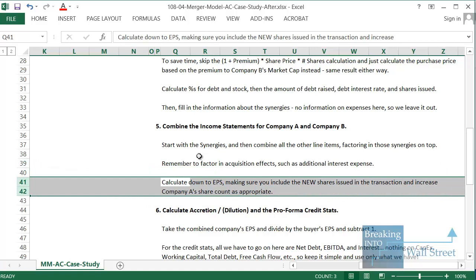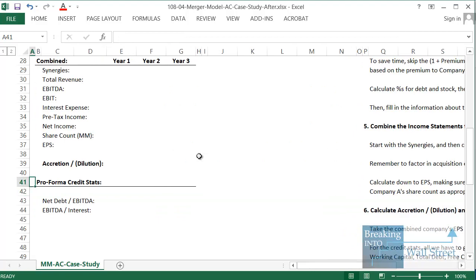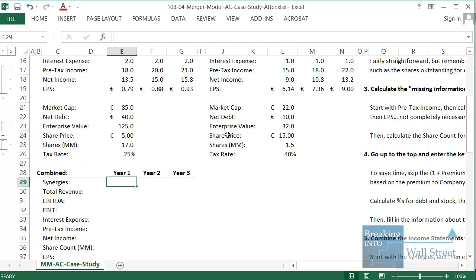We'll go down to EPS and make sure that we actually include the new shares in that calculation. So let's go over here. Let's start with the synergies.